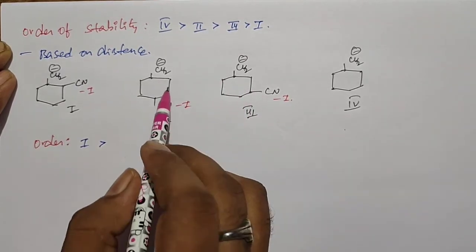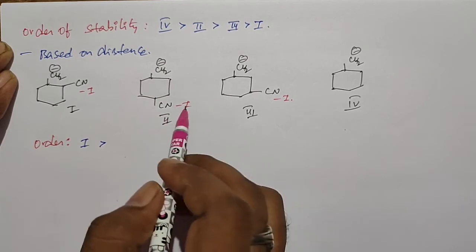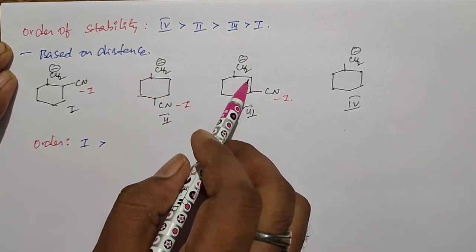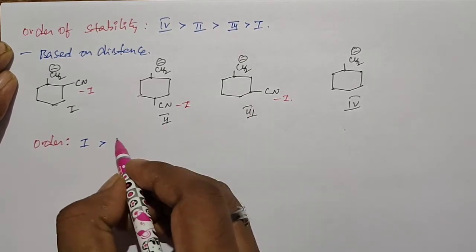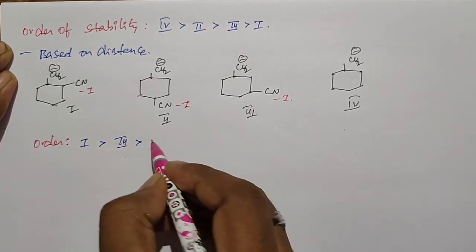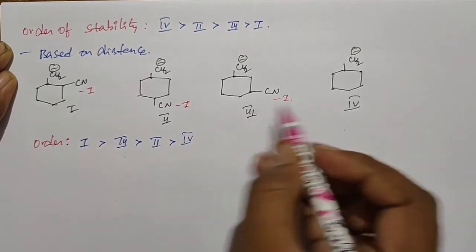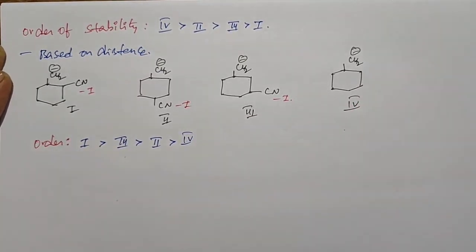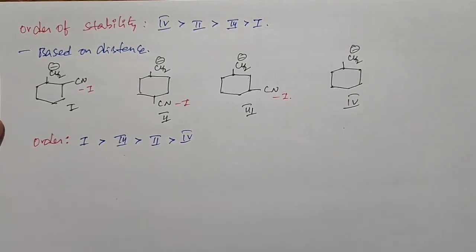After that, in the second structure we have 2 carbons between the minus charge and the minus I group, but in the third structure we have 1 carbon between the minus charge and the cyano group. So the third structure has the next highest stability, next the second structure, and the fourth structure at last. Why? Because of the absence of minus I groups. So this is the order of stability of the given compounds.